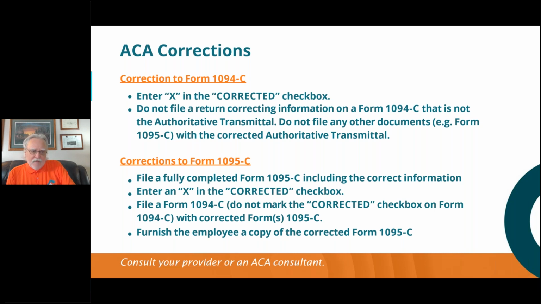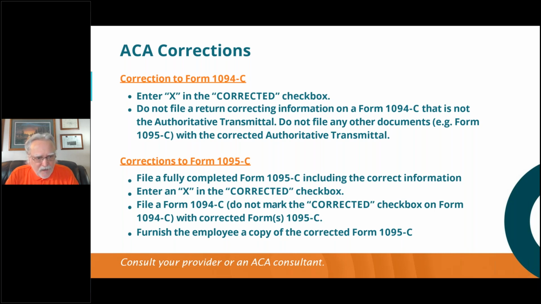If you are not the authoritative transmittal entity, you don't do it. If you have your vendor or your provider doing this information, they have to file a correction. You can't file it for them. So whoever the authoritative transmittal entity is, that's who has to file that form. So make sure the appropriate group is filing it.